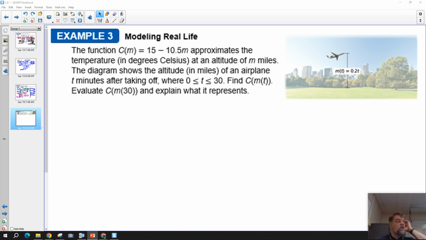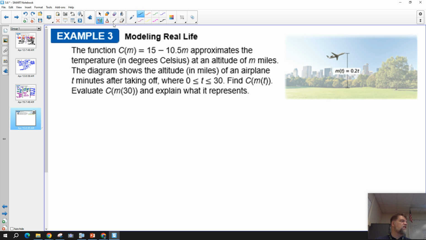The diagram and the relationship is this function. And the diagram shows the altitude in miles of an airplane t minutes after taking off, where 0 is less than or equal to t and t is less than or equal to 30. So the first 30 minutes after takeoff, where C of m of t, and then we're asked to evaluate at 30 minutes. So this is like, remember our first example where we said Kelvin to Celsius and then Celsius to Fahrenheit? And so to do this, we basically do the same thing.